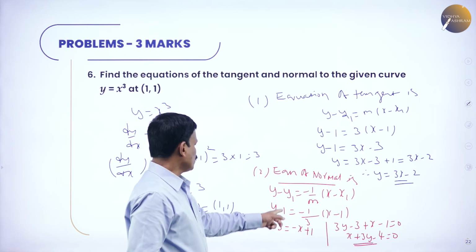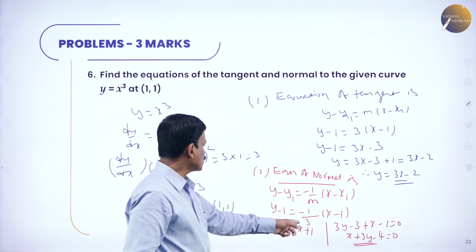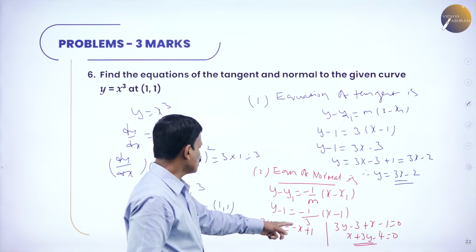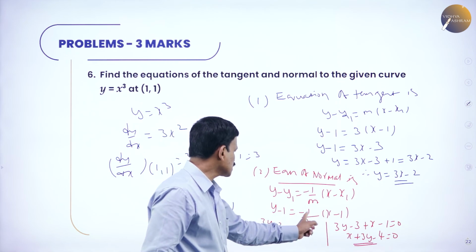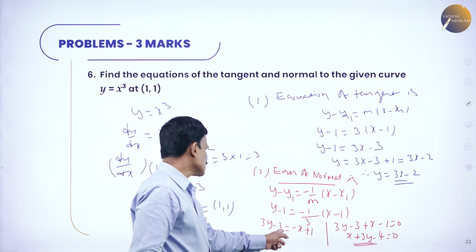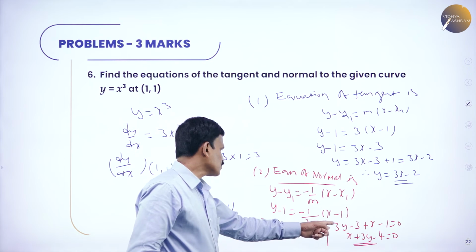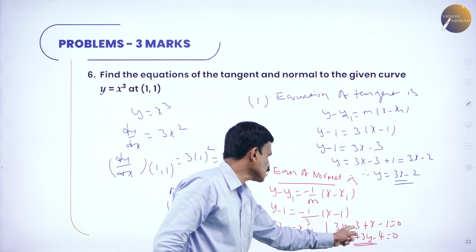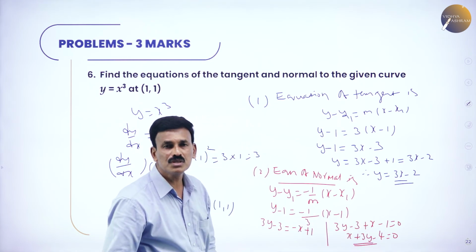See, y minus y1. Y minus 1 is equal to minus 1 over m into x minus x1. Cross multiply, 3y minus 3 is equal to minus x, minus into minus plus, 3y minus 3 plus x minus 1 is equal to 0, or x plus 3y minus 3 minus 1 is minus 4 is equal to 0.